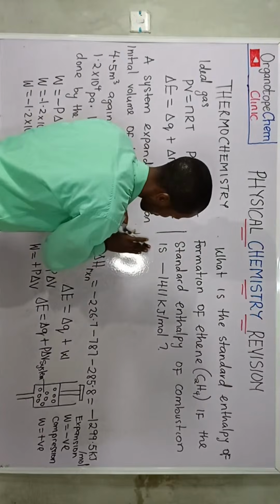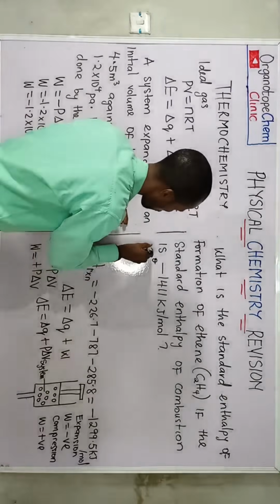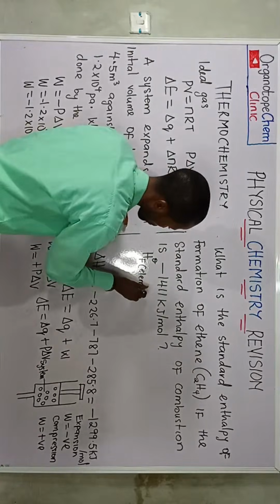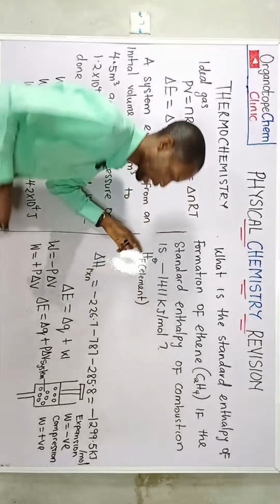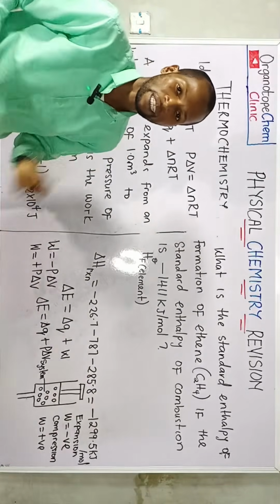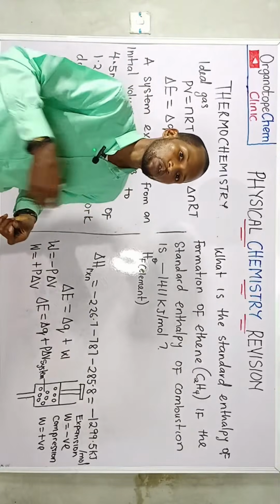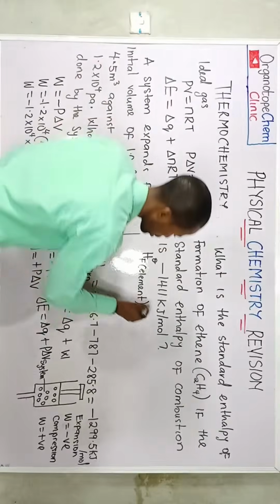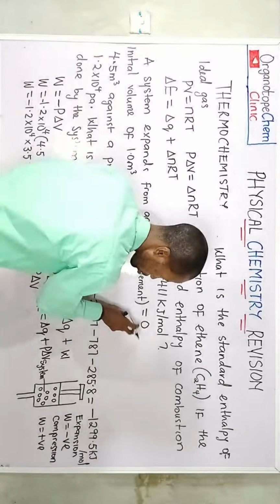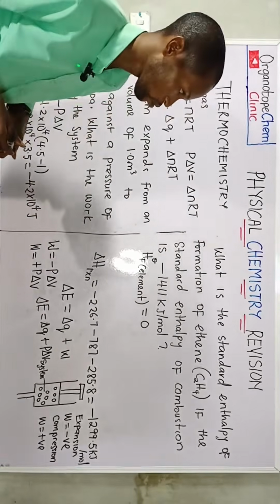Now, from this particular question, we are expected to understand that the standard enthalpy of formation of an element, I have elements in brackets, is not possible to form. It's not possible for you to form an element. So there is no component that will combine to give an element. So the standard enthalpy of formation of an element is equal to 0. Take note of that.